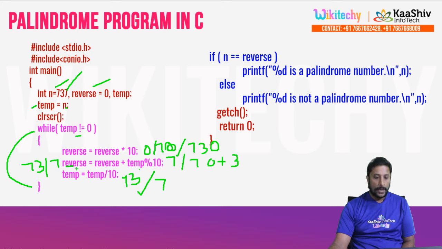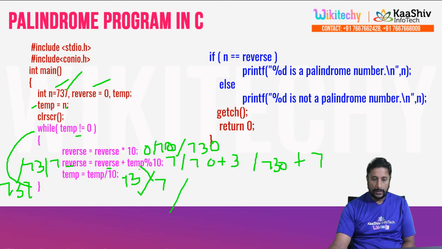Now reverse is equal to 730, plus 7. The temp value is 7, and 7 percentage of 10 will give only 7. So 730 plus 7 will have the answer 737. Temp is equal to, what is the value of temp? 7 divided by 10 will become 0 now. Once again it will loop through here, temp not equal to 0, the condition is dissatisfied. So the reverse value is 737, the final value.